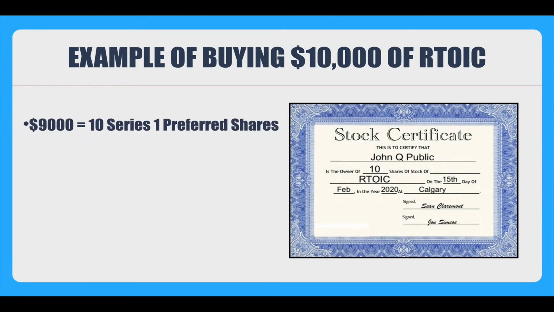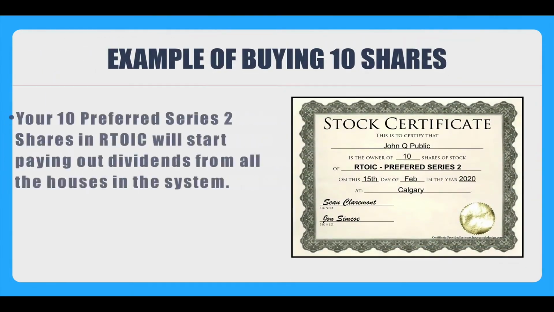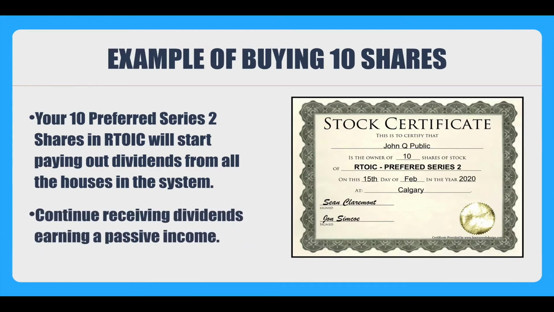Let me give you an example of buying $10,000 worth of RTOIC. $9,000 is going towards 10 Series 1 shares. $1,000 is going to buy 10 Series 2 shares. After year 4, RTOIC will buy back your Series 1 preferred share, getting you your $9,000 back. At that point in time, your Series 2 preferred share is going to start paying dividends from all of the rent-to-own deals that are coming through the system. You're going to continue receiving dividends and earning passive income.